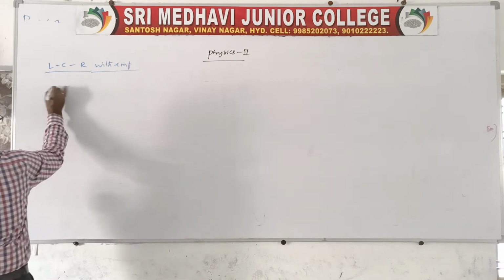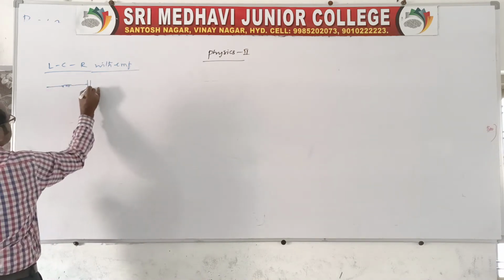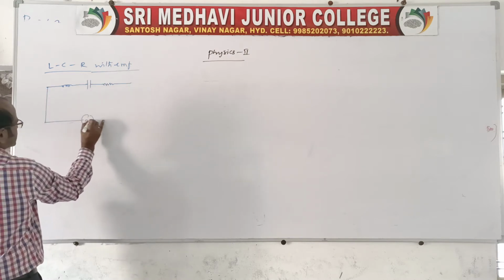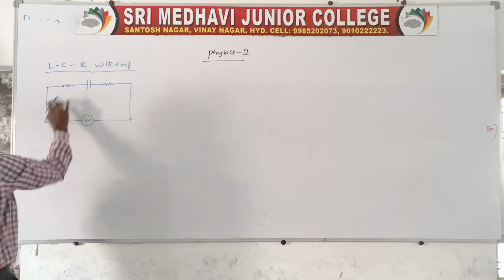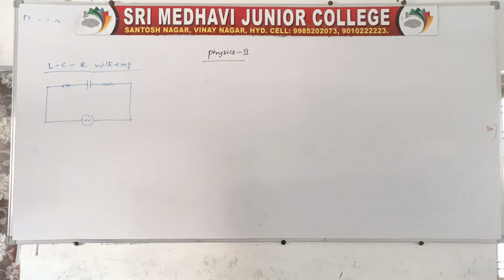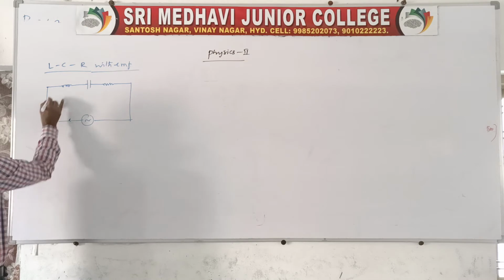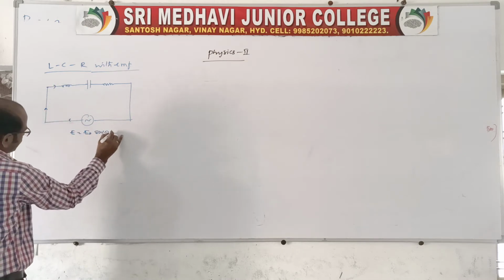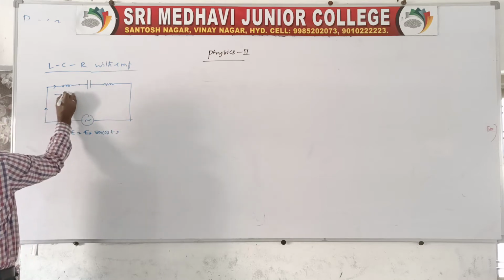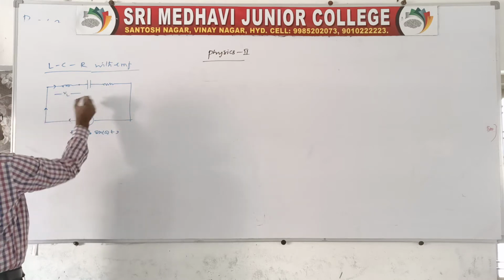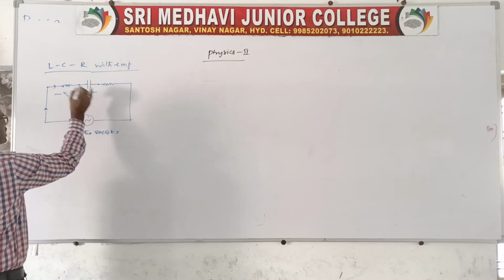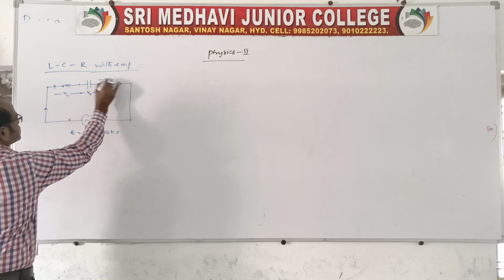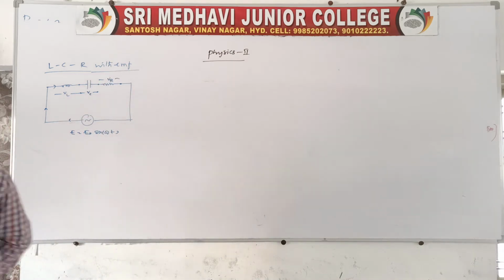Say first L is connected, C is connected, and then the resistance. Of course, all three circuit elements oppose the flow of EMF. The inductive circuit always opposes the EMF, E is equal to E naught sin omega t, and here VL is the potential difference. VC also opposes the flow of the alternator, and VR also opposes the flow of EMF.